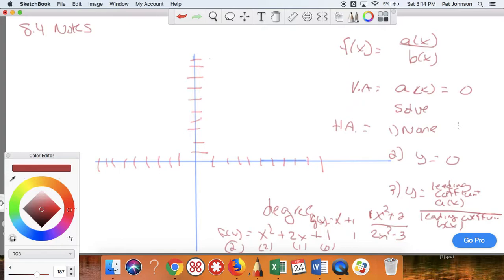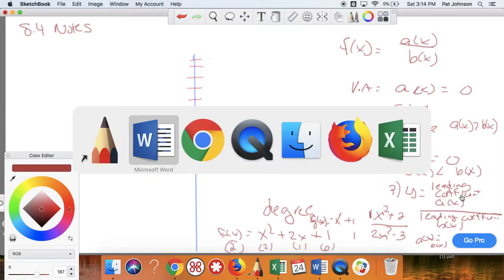So case 1 is if the degree of a of x is greater than the degree of b of x. I'm not going to write that, you can write that. Case 2 is if the degree of a of x is less than the degree of b of x, and case 3 is if the degree of a of x is equal to the degree of b of x. Okay, so that is what a horizontal asymptote is in the 3 cases. So let's look at an example.